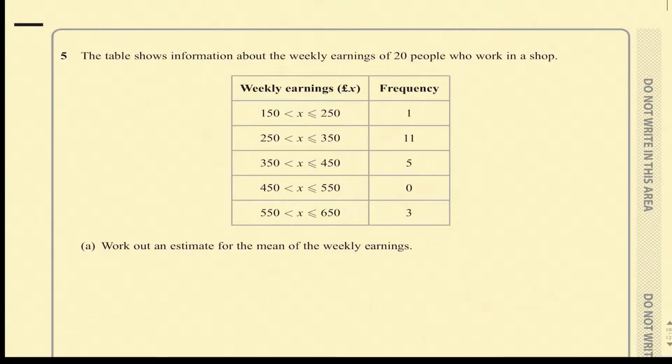Right, question 5. We've been given a table showing information about the weekly earnings of 20 people who work in a shop. And this table is grouped data because we've got the earnings from 150 to 250, and then 250 to 350, 350 to 450, 450 to 550, and 550 to 650. This kind of data is called continuous data.